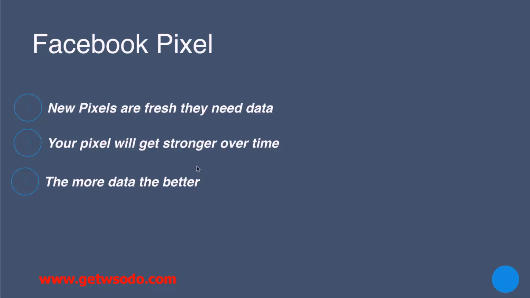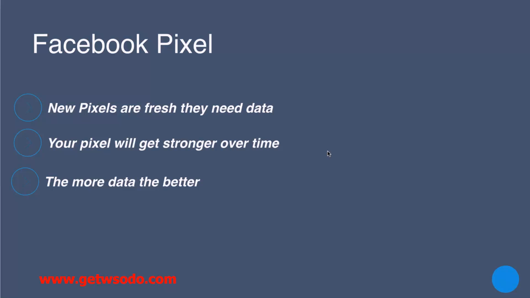Now, a bit more information. New pixels are fresh, they need data. So a new pixel is going to take a while to get data and optimize your adverts. If you're starting a new store, just be patient. It does take time for your pixel to season and get data and start actually working with your adverts. It could take a few days, it could take a week maybe, but just let it do its thing for a while until you start to get purchases, leads, add to carts, views, whatever you're doing. Just let it run for a little bit.